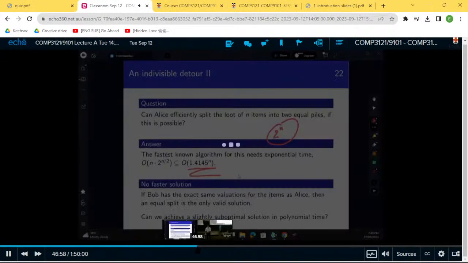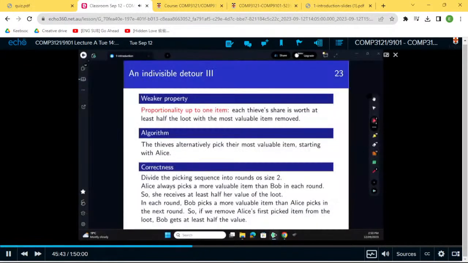of Alice and Bob. And so whatever we allocate to Alice must be worth at least this much. Can this be achieved? This is now a weaker property, and we are trying to achieve this weaker property. There's a simple picking algorithm where Alice and Bob alternatively pick their most valuable item. Alice starts, so she picks the most valuable item, we allocate it to Alice, Bob looks at the remaining items, picks his most valuable item, etc. And we alternate between Alice and Bob. We can argue that this will always satisfy this proportionality up to one item property.